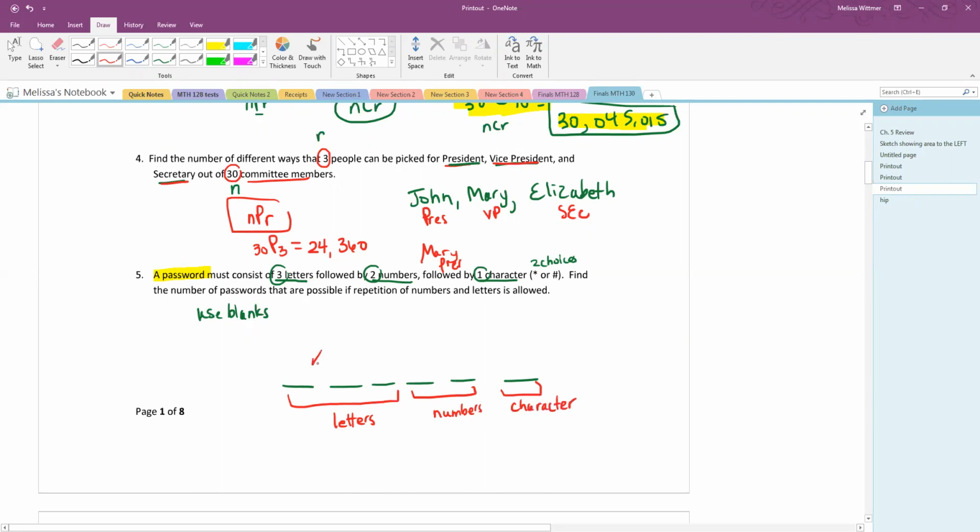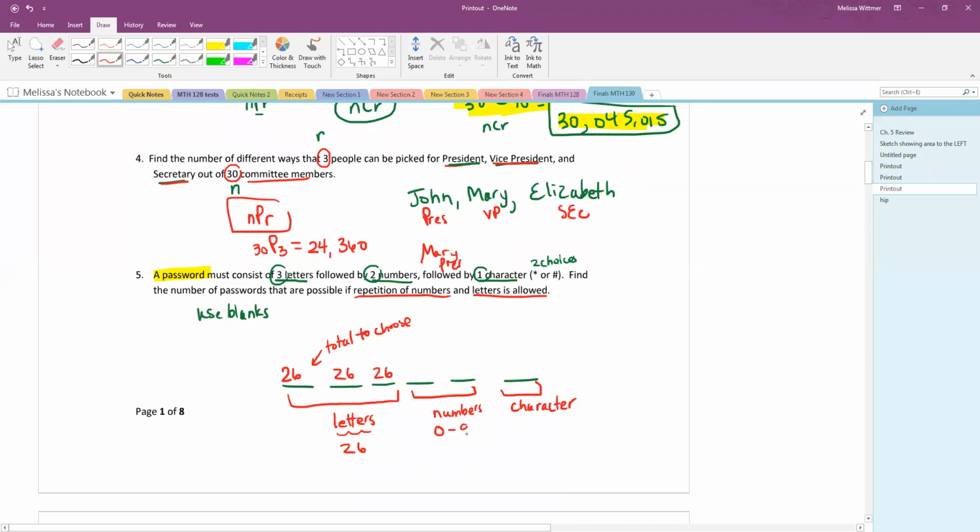Now in each blank, put your total to choose. So every time we're talking about letters in the alphabet, there are always going to be 26 letters. So I start with 26 letters, and then I got to check the problem to see if I'm allowed to use the same letter again or if I cannot repeat it. Now this says that repetition of numbers and letters is allowed. So in all of these, I have 26 choices for the letters.